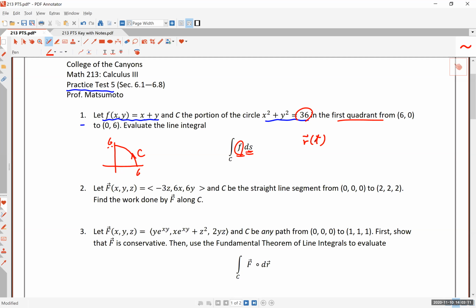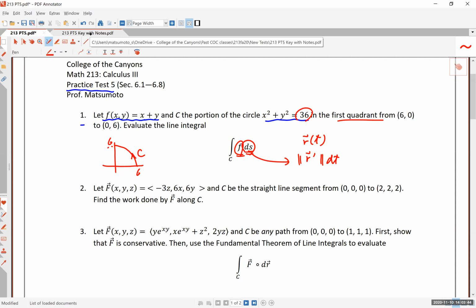So the first thing you should do is to come up with a parameterization of this quarter circle. And since the radius is 6, you should use 6 cosine t and 6 sine t as t goes from 0 to pi over 2. And then what do you have to do? Yeah, you have to take the derivative, and then you take the norm of it. Why? Because this ds happens to be equal to that. Okay, so once you remember that, you should have no problem doing this question.